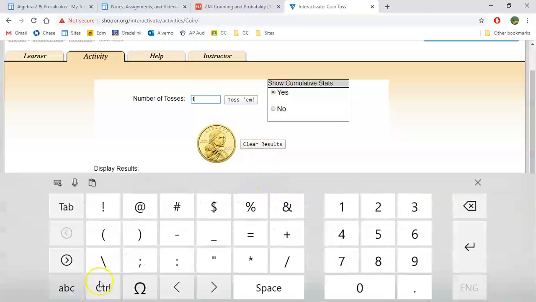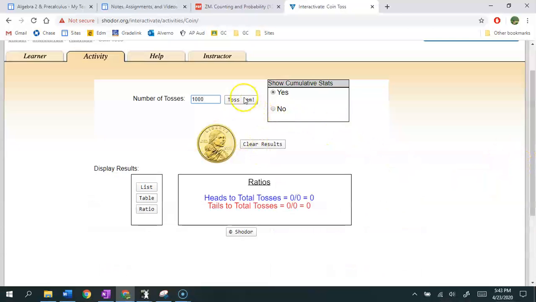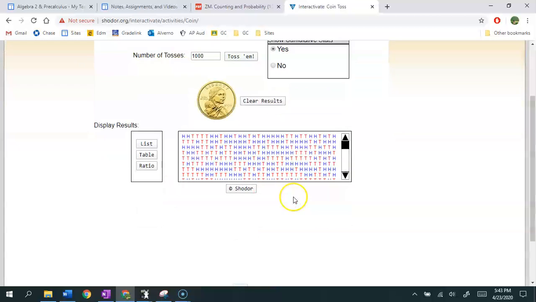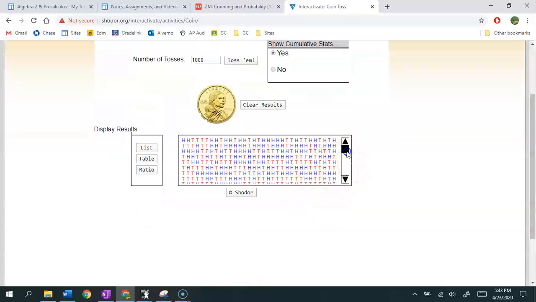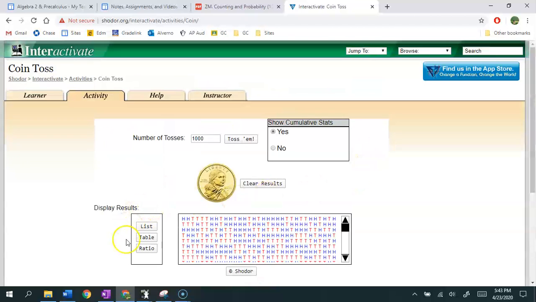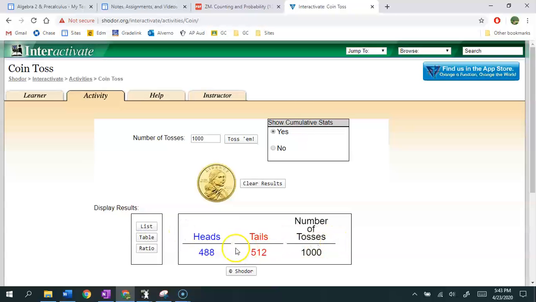Let's suppose you decide to toss this coin 1,000 times. So this thing will toss it for us 1,000 times, and it'll give us a list. So here's a list, and obviously we're not going to read through the list, but there's the list of what we got, right? And then the table tells us that there was 488 heads and 512 tails. So it's a little bit lopsided, and the ratio is still not 50-50. So this is called experimental results. These are experimental probabilities, right?